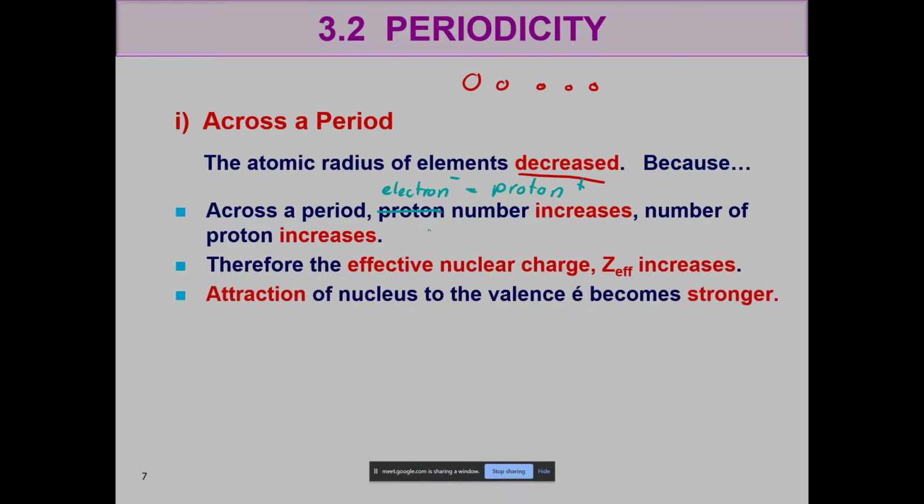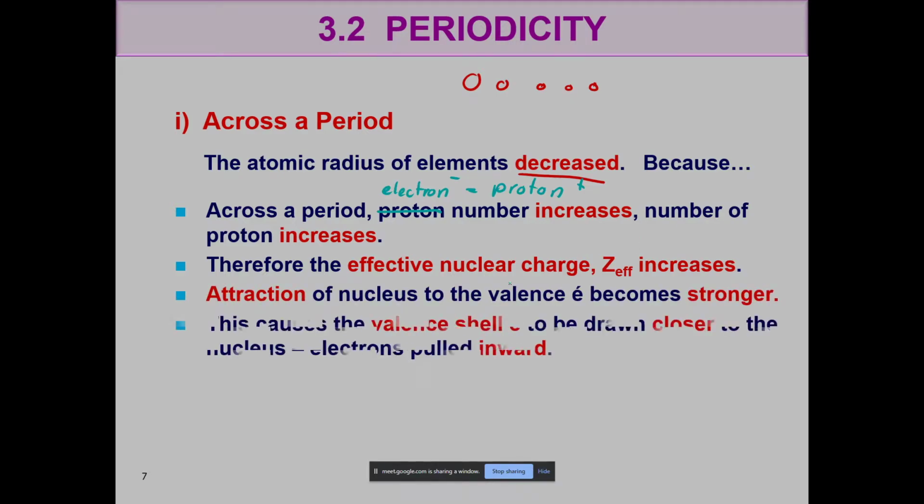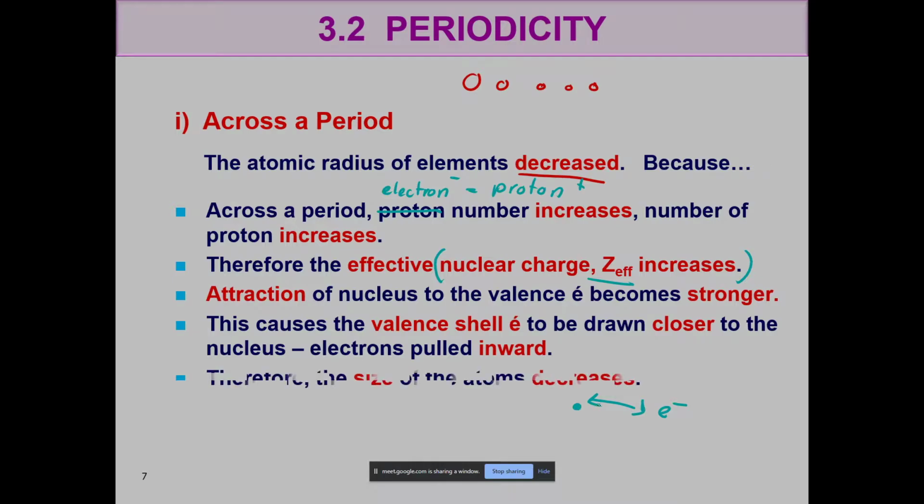So, dia cakap nuclear charge ni increase. Apa tu nuclear charge? Okay, nuclear charge ataupun kita denote as Z effective. So, effective nuclear charge is the attraction between the nucleus and the valence electrons. So, Z effective is the attractive force between the outermost electron dengan dia punya nucleus. So, kalau lagi tinggi Z effective, maksudnya tarikan between these two lagi kuat lah.